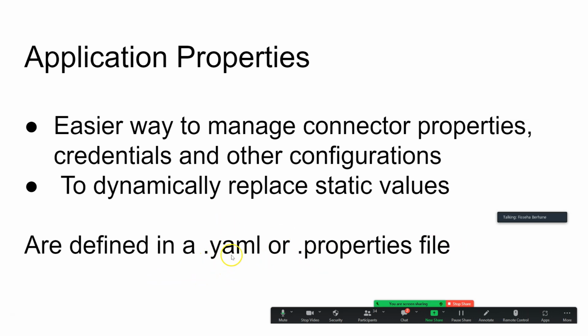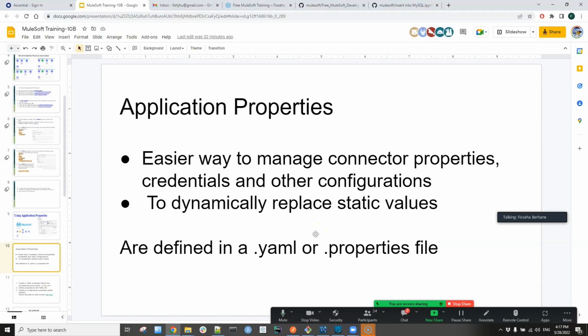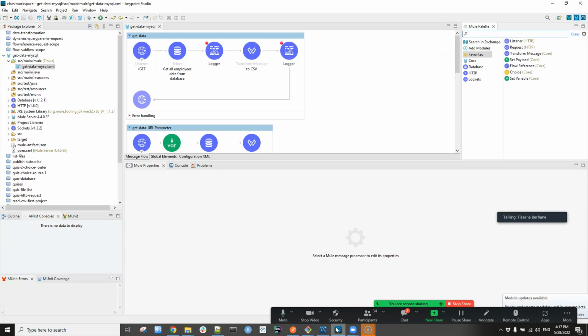I know the .yaml is common. I have never used .properties. You can call it whatever name you like, but it should end with either of these two extensions. And now let's see step by step how we can connect to MySQL and also to our local HTTP listener.